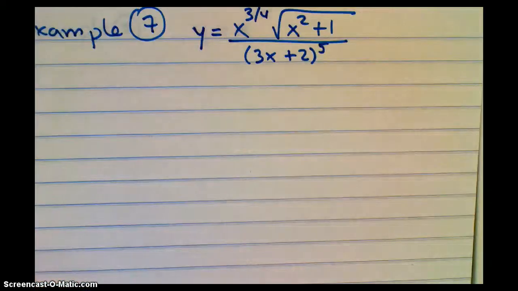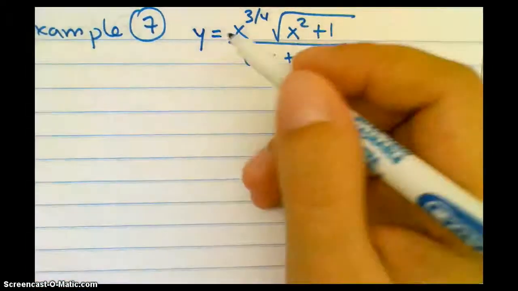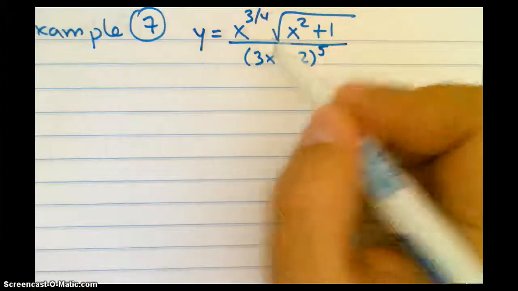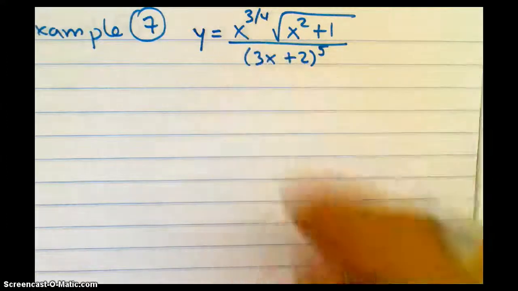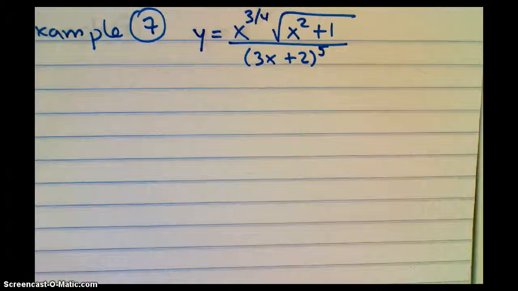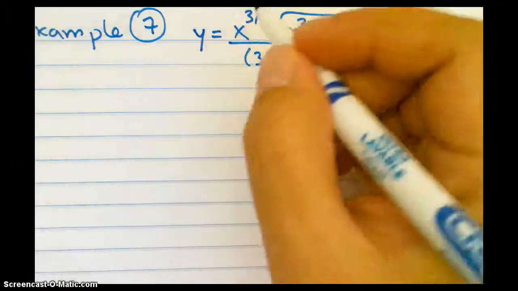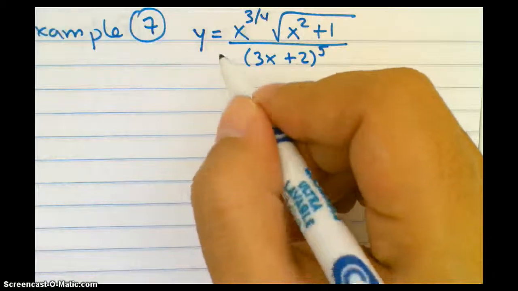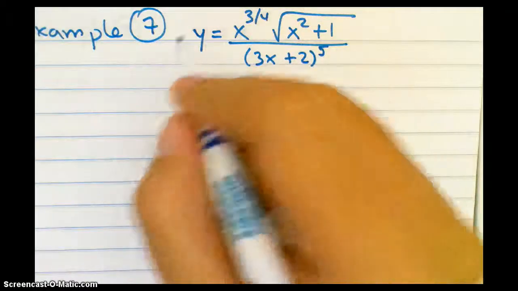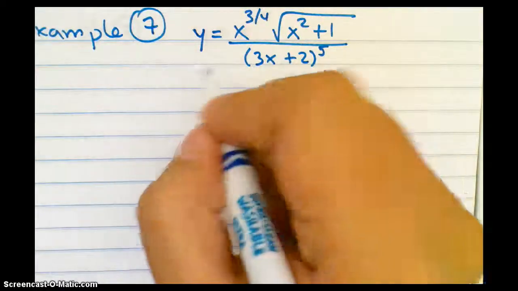In example 7, the derivative of this is going to be a lot faster if I apply my natural log properties. And the only thing I have to be careful of is to remember to apply the natural log on both sides.